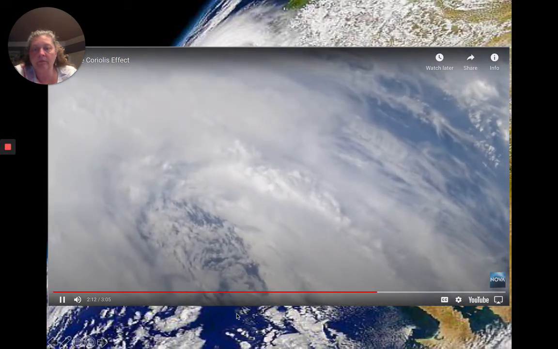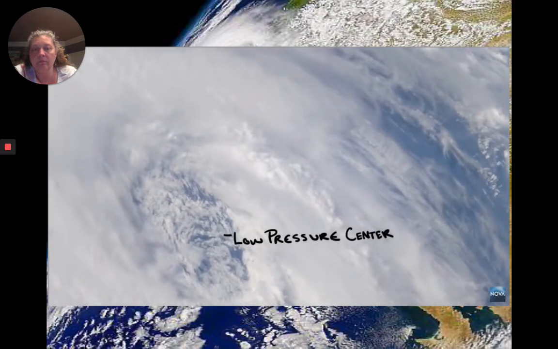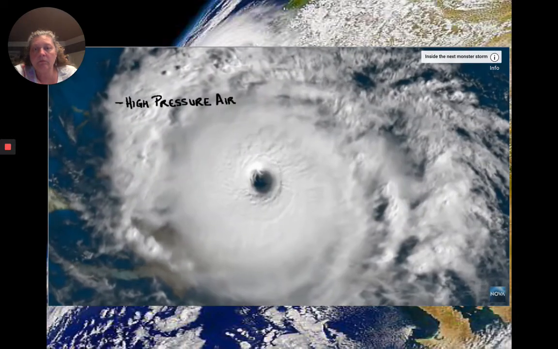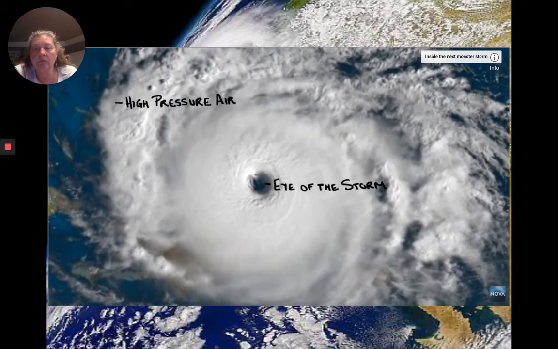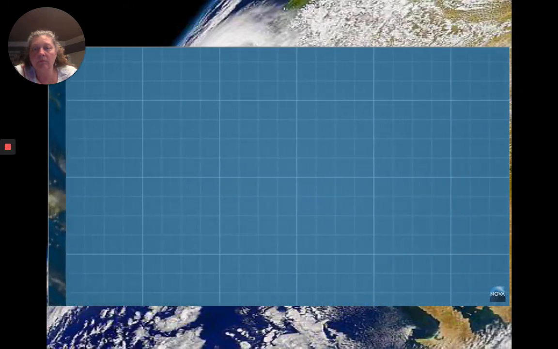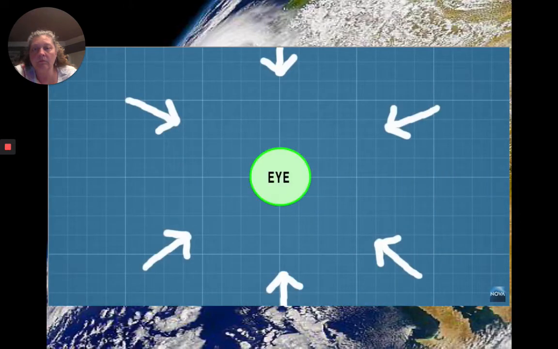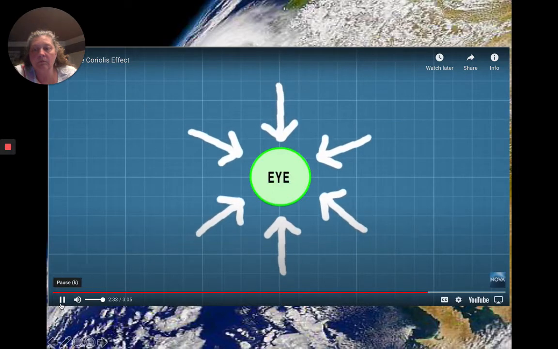Well, at the center of every hurricane is an area of very low pressure. As a result, the high-pressure air surrounding the center, or eye, of a storm is constantly rushing toward the low-pressure void in the middle. But because of the Coriolis effect, the air rushing toward the center is deflected off course.